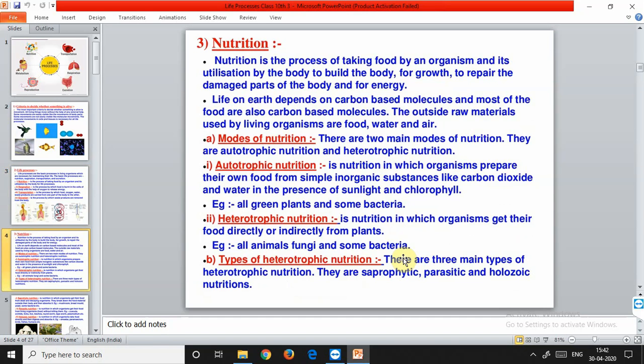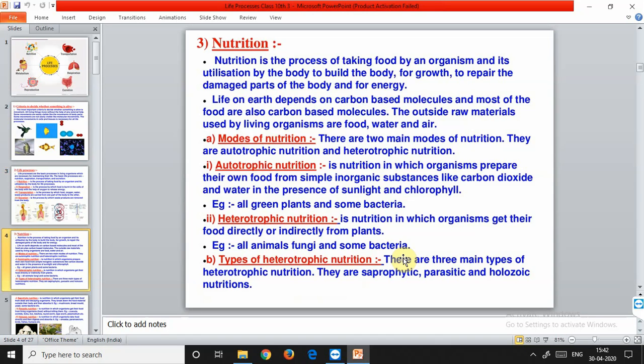Then there were different modes of nutrition. We divided it into two types: the autotrophic nutrition and the heterotrophic nutrition. What were the autotrophs? Those that were able to synthesize their own food, and the examples of these were the green plants. The green plants were utilizing chlorophyll as well as the sunlight for preparing food. Food was mainly in the form of glucose, so they used inorganic carbon source, that was carbon dioxide and water, and converted it into the organic food, that was glucose.